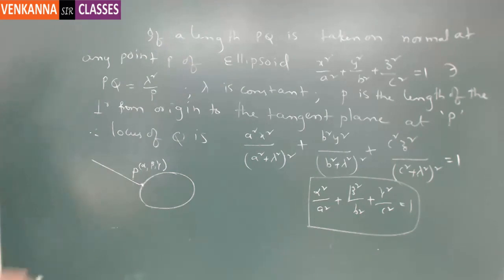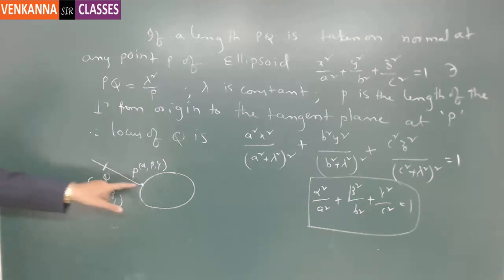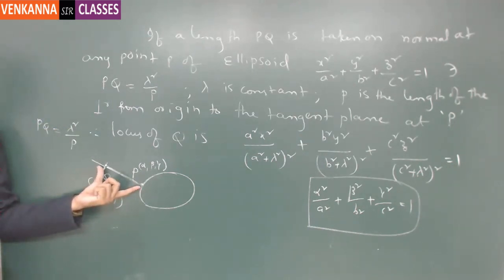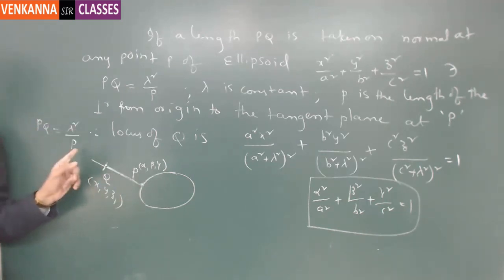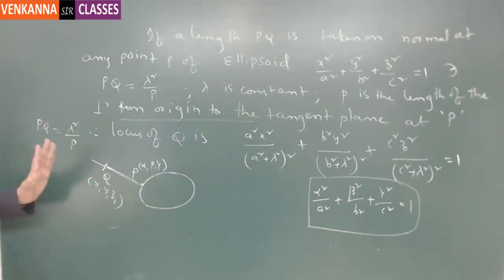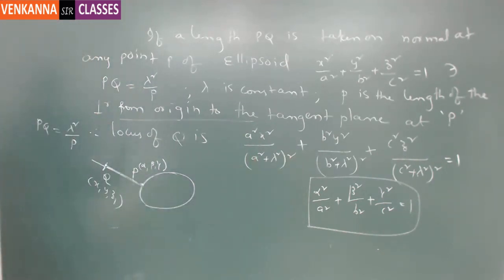So if you read the problem, he has taken one more point Q. Let us say the coordinates are x1, y1, z1. And the point is taken on the normal such that if you consider the distance PQ, the value of PQ is nothing but lambda square by p, the distance between these 2 points. Here lambda is a parameter, small p is the length of the perpendicular from origin to the plane. This is the thing given. So using this condition, if I calculate the locus of Q, I will get the solution like this. Is the idea clear?